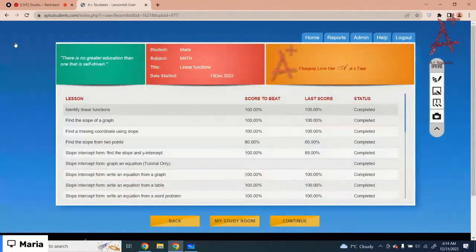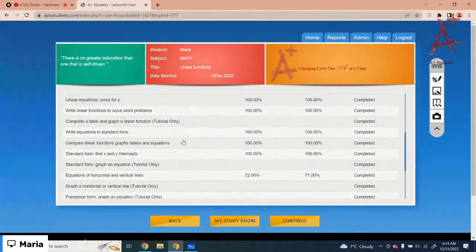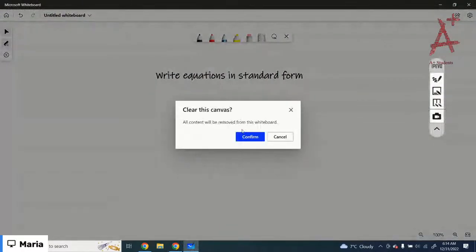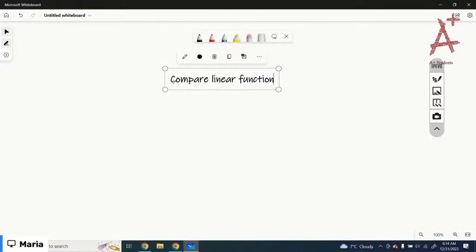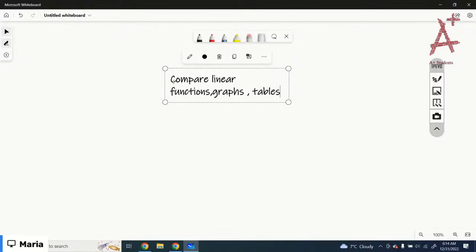The next lesson is compare linear functions, graphs, tables, and equations. Let me just write down the lesson name. The lesson name is compare linear functions, graphs, tables, and equations.